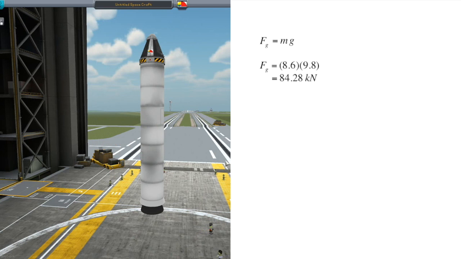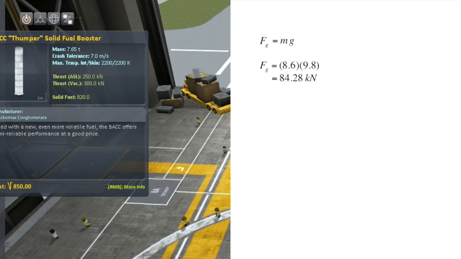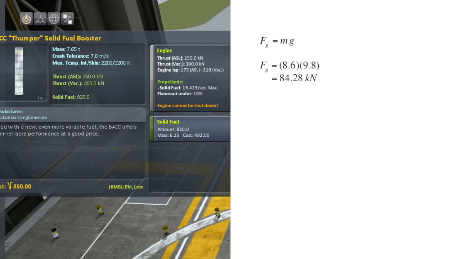Next, we need the thrust. That is even easier. Right-clicking on the booster in the inventory, we see two thrusts, ASL 250 kilonewtons and VAC 300 kilonewtons. The first is the thrust on the surface of Kerbin. The second is the thrust in the vacuum of space.